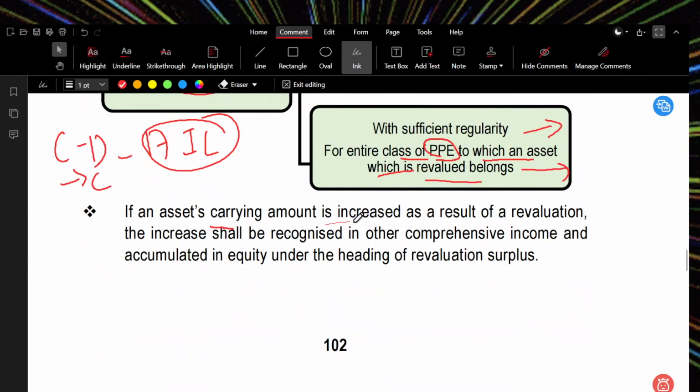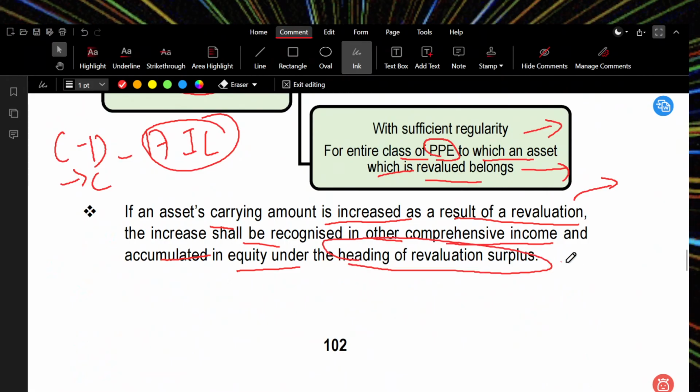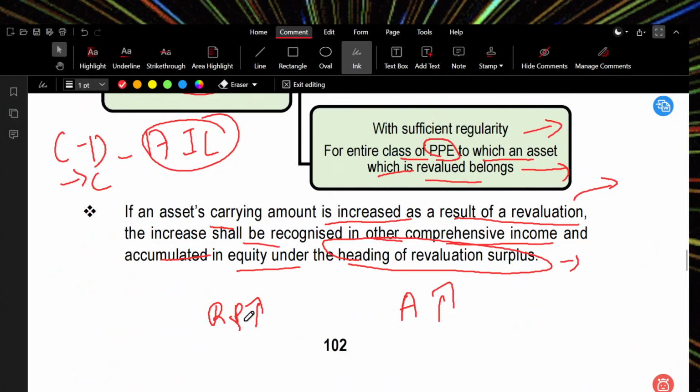If an asset's carrying amount is increased as a result of revaluation, the increase shall be recognized in other comprehensive income and accumulated in equity under the heading of revaluation surplus. Now what happens if asset value increases? Your revaluation reserve will also rise, right? This is what happens. So asset value increases, revaluation reserve also increases. This is how it will work.